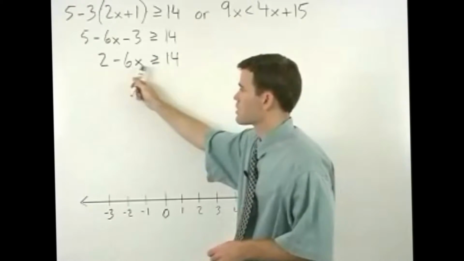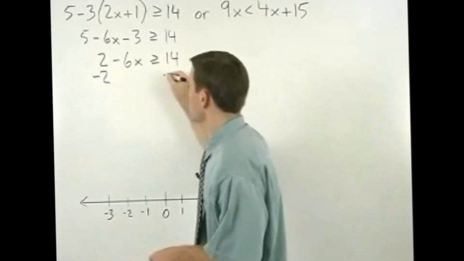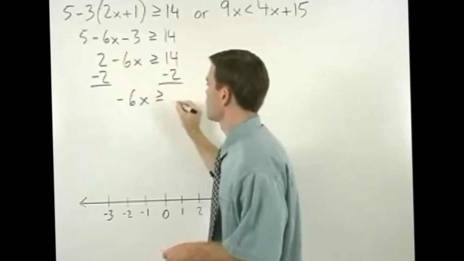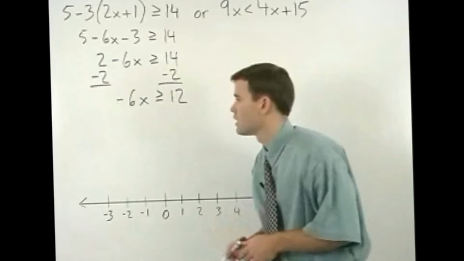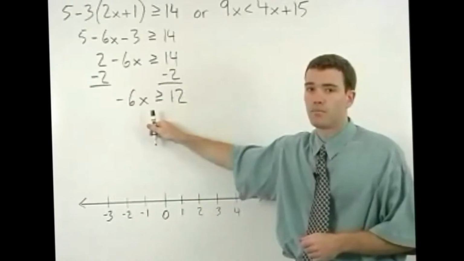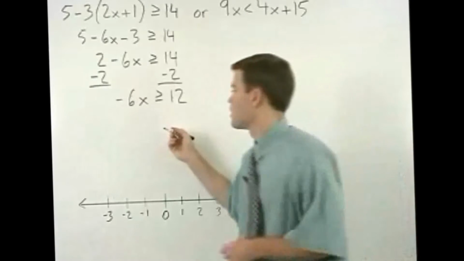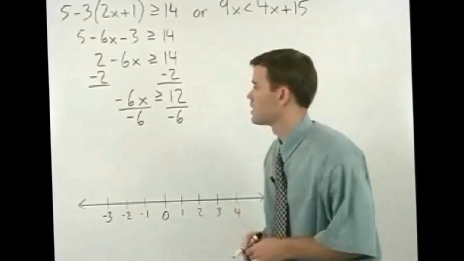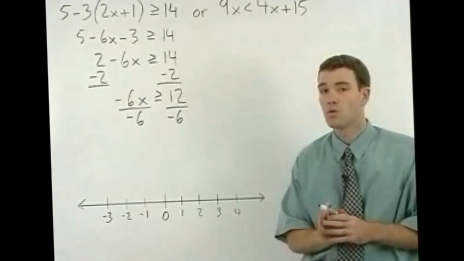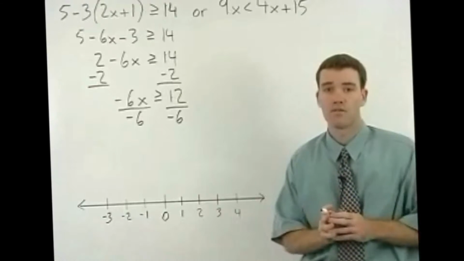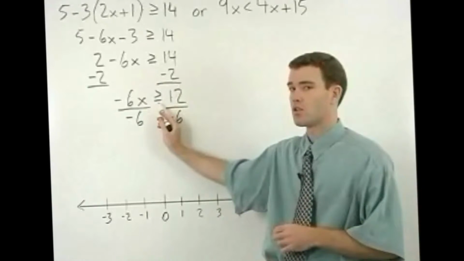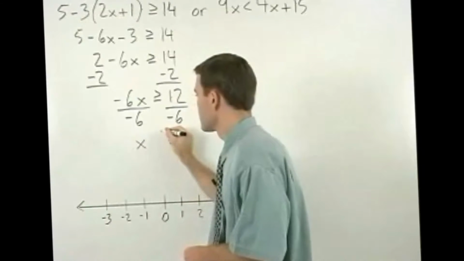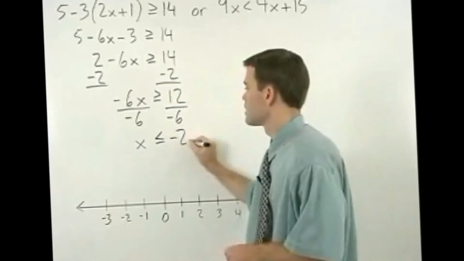Isolating the x term, we subtract 2 from both sides, and negative 6x is greater than or equal to 12. But watch out for your last step. To get x by itself, we would divide both sides by negative 6. But remember, if you divide both sides of an inequality by a negative number, you must switch the direction of the inequality sign. So we have x is less than or equal to negative 2.